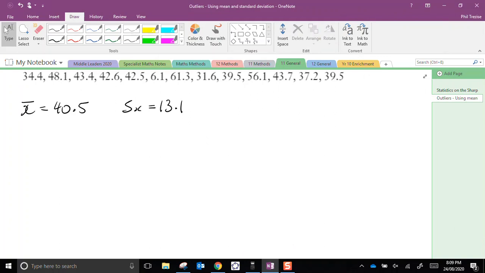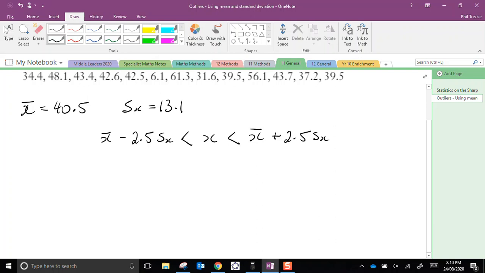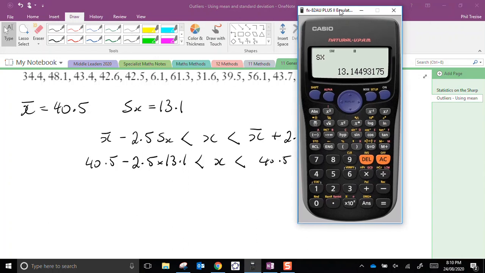So, in order to decide whether something is an outlier, we need to apply the rule: mean minus 2.5 times the standard deviation, and the score x should lie greater than this, or less than mean plus 2.5 times the standard deviation. So that would become 40.5 minus 2.5 times 13.1, or 40.5 plus 2.5 times 13.1. Let's check what those are equal to.